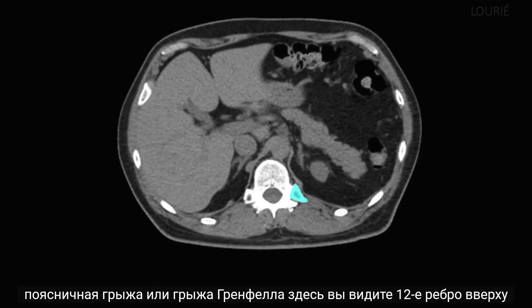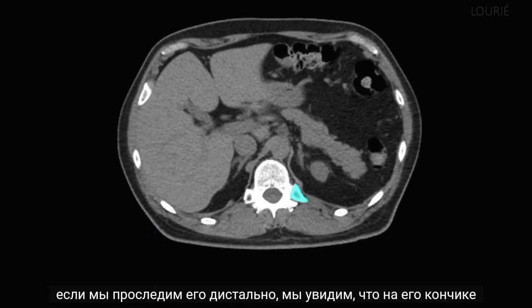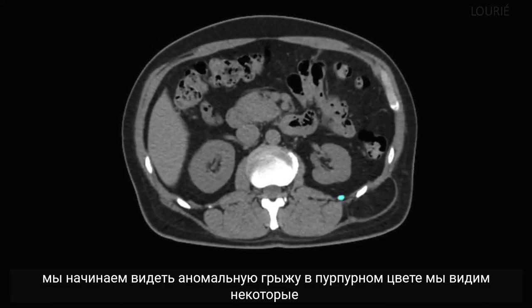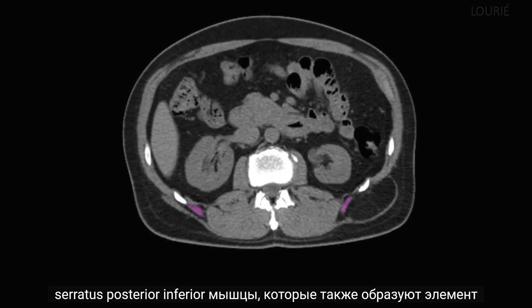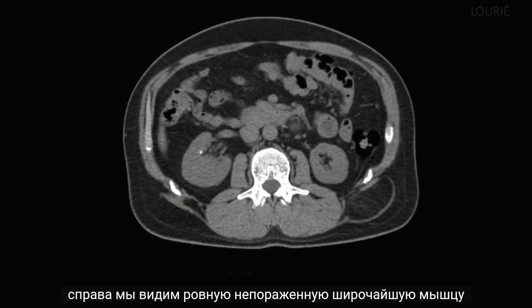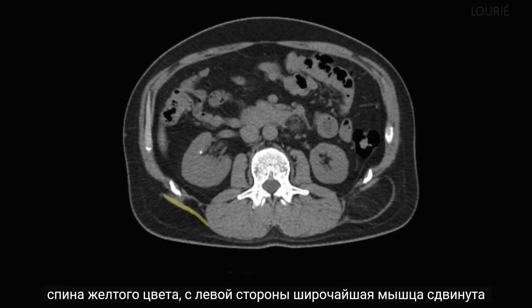Here you see the 12th rib up high. As we follow this distally, we can see that at its tip, we begin to see an abnormal herniation. In magenta, we see some serratus posterior inferior muscles, which also form an element of the cranial border of this Grinfeld hernia. On the patient's right, we see the flat, unaffected latissimus dorsi in yellow.